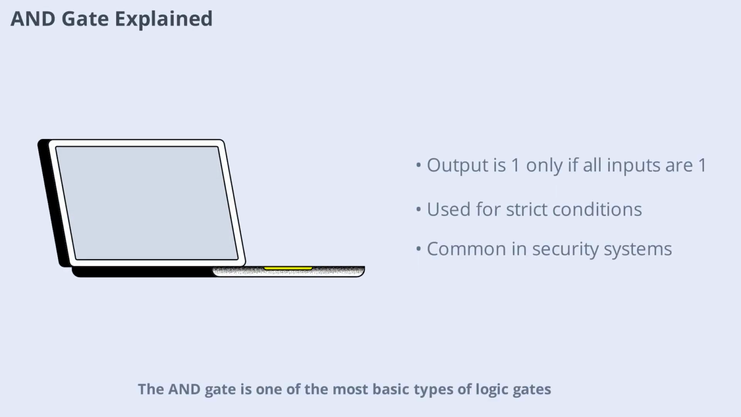The AND gate is one of the most basic types of logic gates. It takes two or more binary inputs and produces an output of 1 only if all inputs are 1. If any input is 0, the output will be 0. This gate is often used when a specific condition must be met for an action to occur. For example, in a security system, both a keycard and a fingerprint might be required to unlock a door. The AND gate ensures that both conditions are true before granting access.